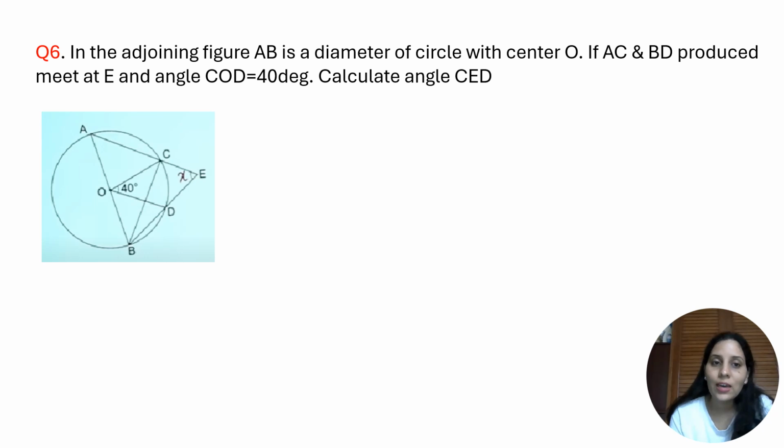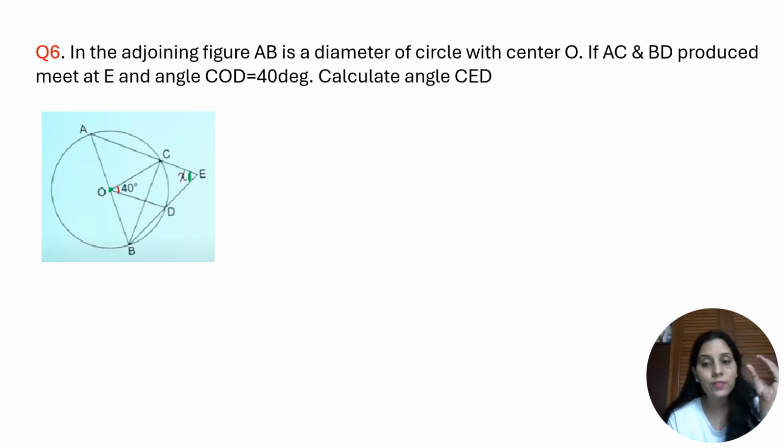Moving on. In the adjoining figure, AB is a diameter of a circle with center O. Now this is the diameter. If AC and BD produced meet at E and angle COD is 40, calculate angle CED. So this X we need to calculate. Okay. So how do we proceed?